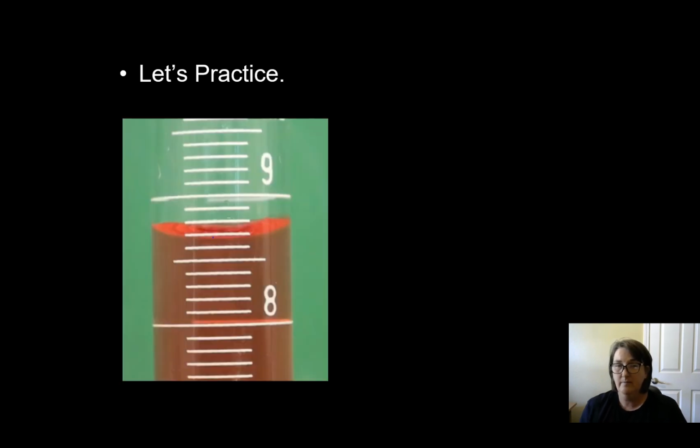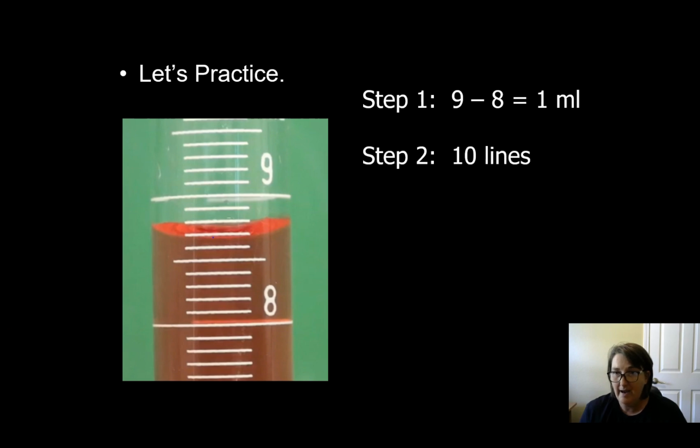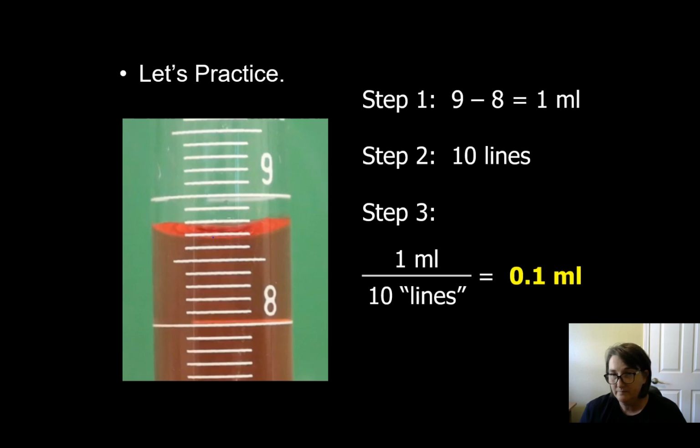So let's look at this one. I want you to tell me the increments, or the value for each line. If you want, you can pause and see if you can figure it out yourself. So I subtract my two graduates. My two graduate numbers are 9 and 8. I'm going to count how many steps I have. I have 10 lines. I go up 10 steps. I'm going to divide my milliliters into 10 lines. So each of these lines represents 0.1 milliliters.